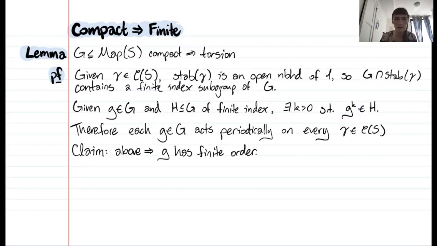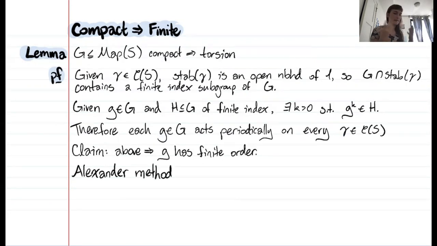So in this setting, what that says is that every element of G acts periodically on every simple closed curve in our surface, every essential simple closed curve. So what we'll show is that if we have such an element, it has finite order. The key tool here is the Alexander method for finite type surfaces.